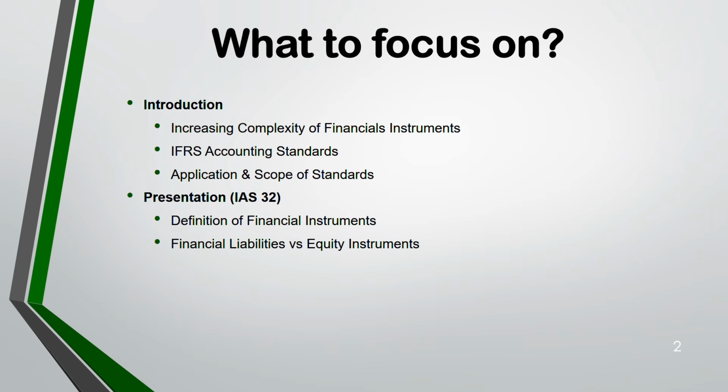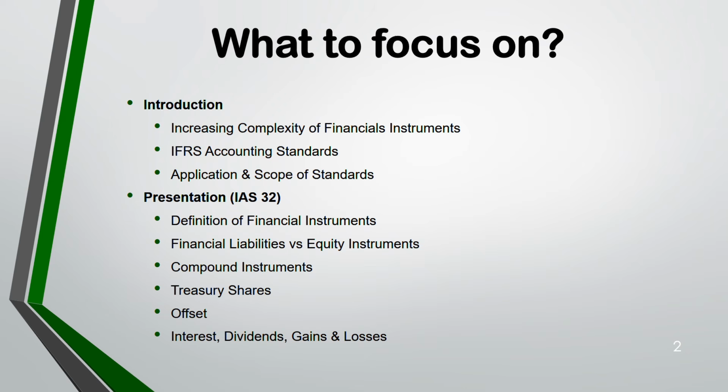And also equity. So it is coming from your statement of financial position, the three components: asset, liability, equity. Then compound instruments. Compound instruments means an instrument which has the features of both liability and equity. Then treasury shares. Then offsetting your liability and asset. Then we are moving on to the income and expense part. Asset and liability, with that comes income and expense also. That's why interest, dividend, gains and losses.